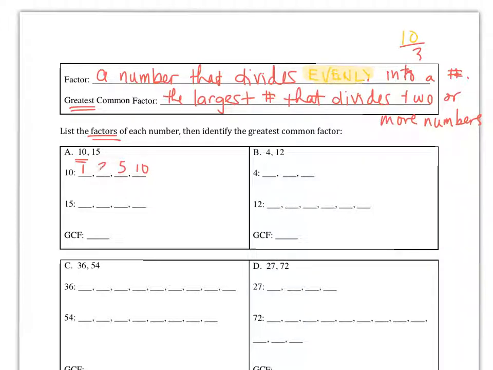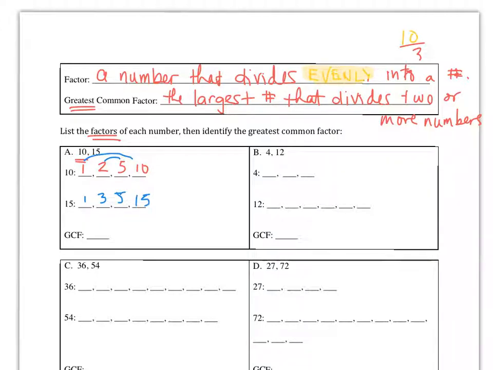Anybody else come up with another one? 2. All right. So I purposely wrote mine the way I did. I like to go in kind of like order. And what I'm essentially doing is I'm thinking 1 times 10 and 2 times 5. So I'm thinking in terms of pairs. So 1 goes into all numbers. How many times does 1 go into 15? 15. Can anybody think of another number that goes into 15? Diana? 3. 3 times what? 5. So 3 and 5 are the other 2 factors of 15.